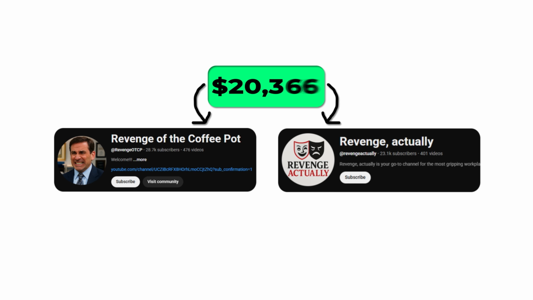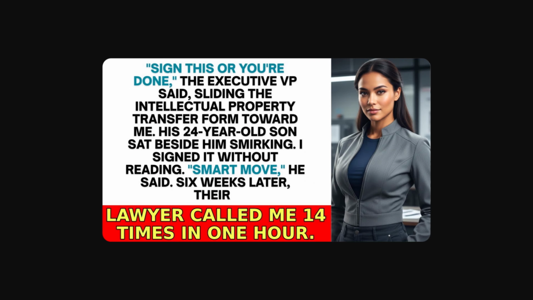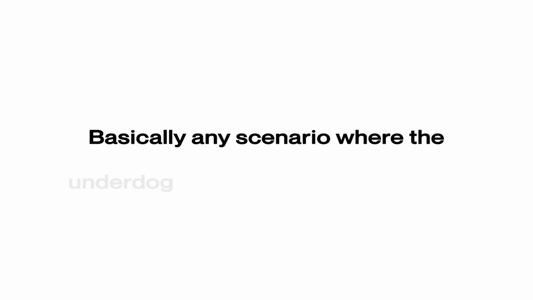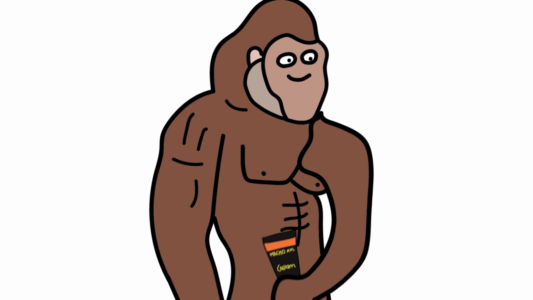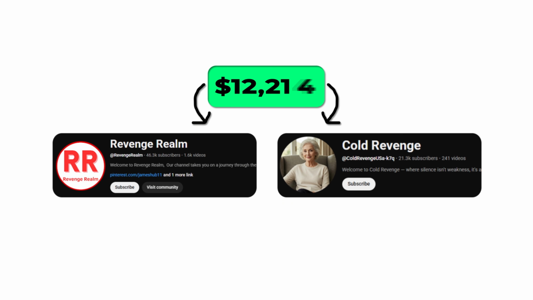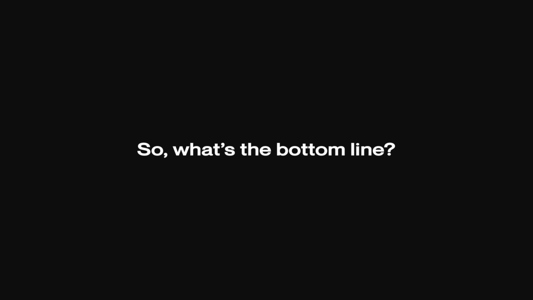Number 10. AI revenge stories. These channels pulled in nearly $30,000 just by pumping out AI-voiced revenge tales, workplace showdowns, cheating partner payback, petty neighbor dramas, basically any scenario where the underdog gets the ultimate payback. Viewers binge these videos like crazy, and at their peak, some creators were banking $10,000 to $15,000 a month from this format alone. So what's the bottom line? D tier.